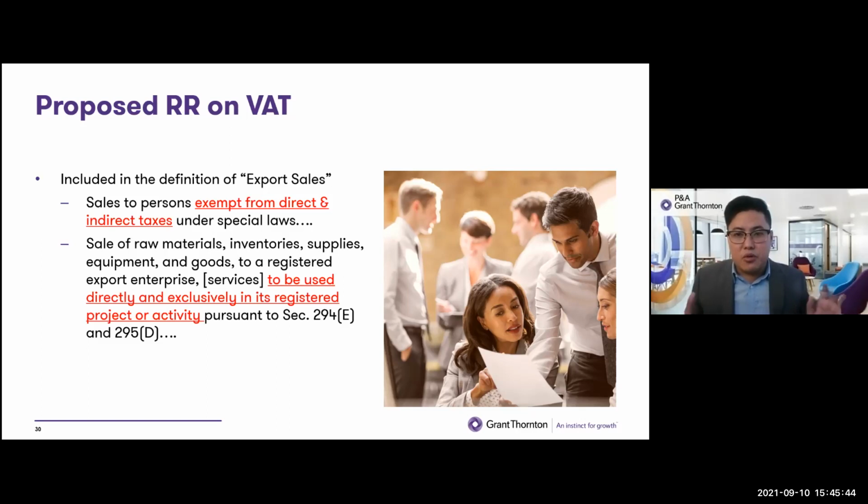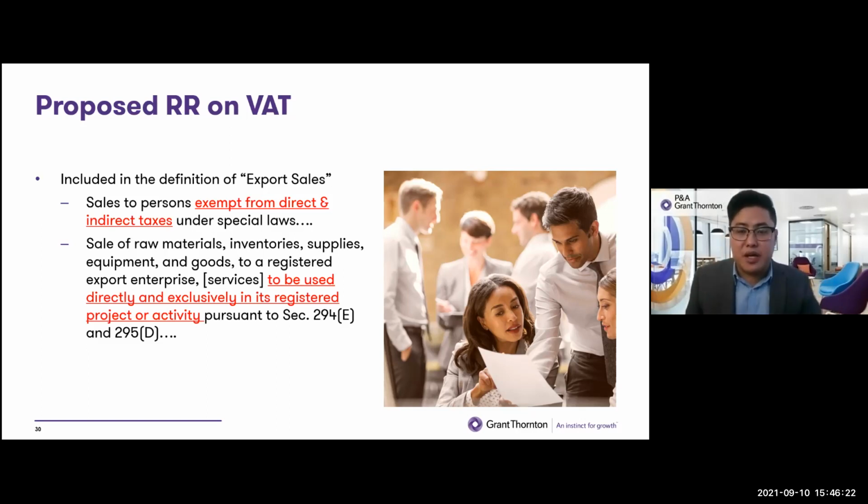So therefore, what is clear insofar as these recent regulations is concerned, what is clear now is the CREATE law is already effective. And what is clear is that under the CREATE law, it expressly provides that there would still be VAT zero rating on these purchases of goods, properties, or services, provided it is directly and exclusively related in the registered project or activity of the registered business enterprise. So I think this is the more crucial thing now that we have to understand, no?